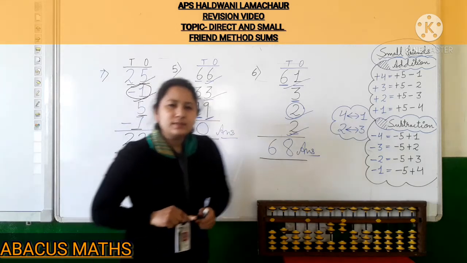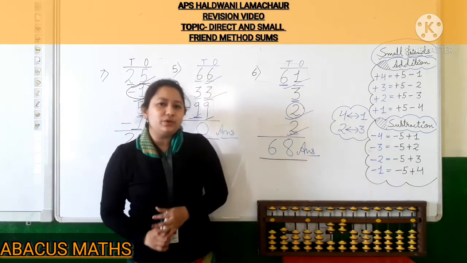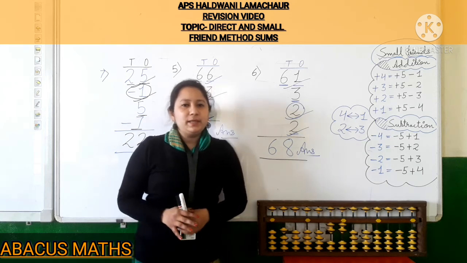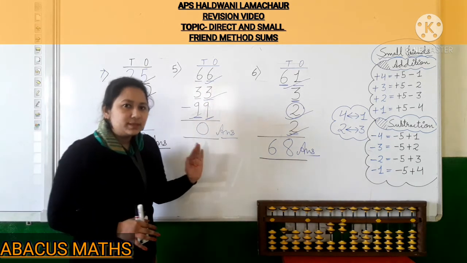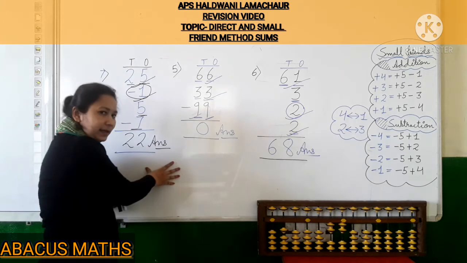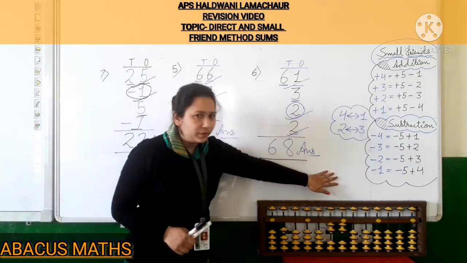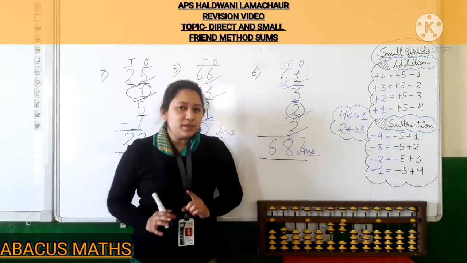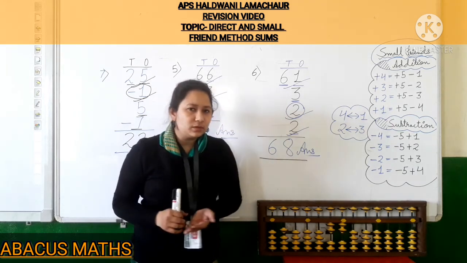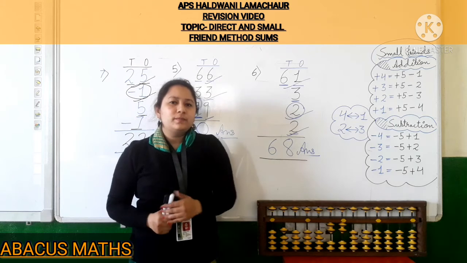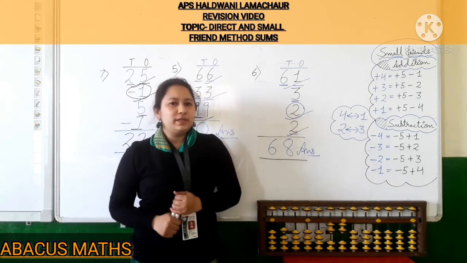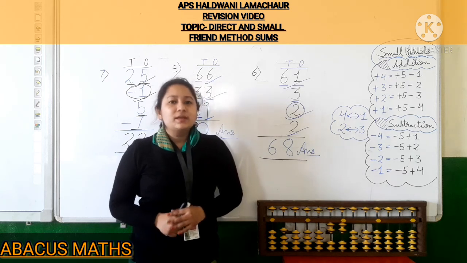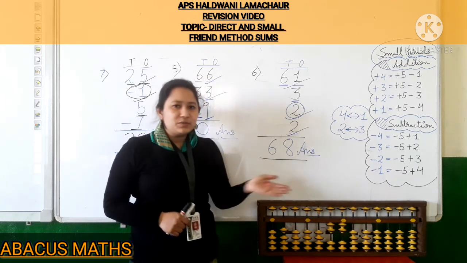I hope kids that you get today's video sums. See kids, in your abacus exam there will be these 2 types of sums. Means the sums which you can do directly and some sums of small friends. Direct sums you can do directly. In small friend sums you can use small friends also, and you can use your own methods to solve the sums which you use in your regular mathematics. So kids, I hope that you get these sums today.